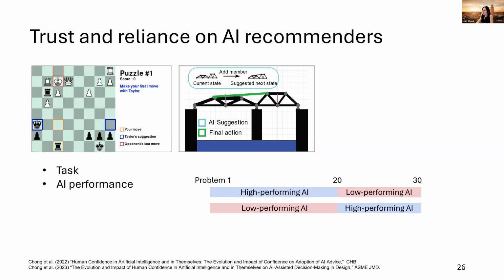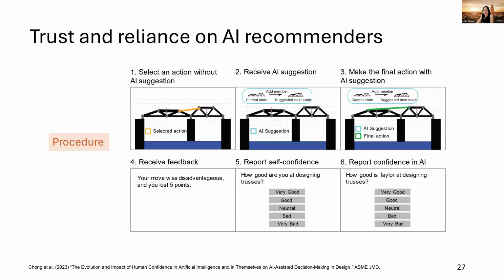I've looked at variations of AI performance. In the first condition, I started out with a high-performing AI that gives very good suggestions, and then it switched to being a low-performing AI. In the other condition, the order is flipped. I also looked at designer competency, so how their confidence is impacted depending on how good a designer they are, or how well the designer is performing themselves. With that, this is how the procedure of the human subject study went.